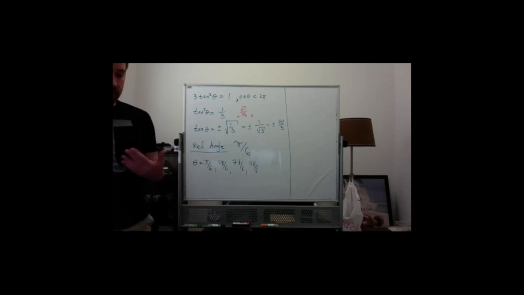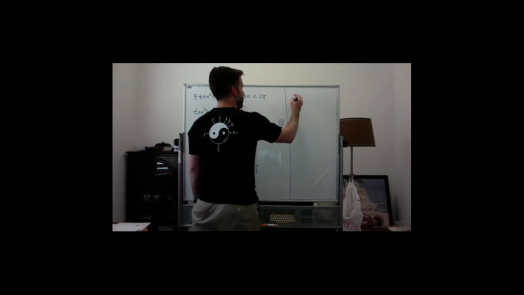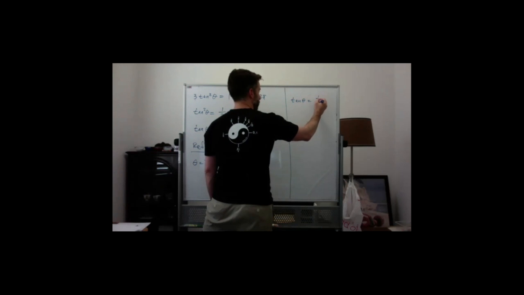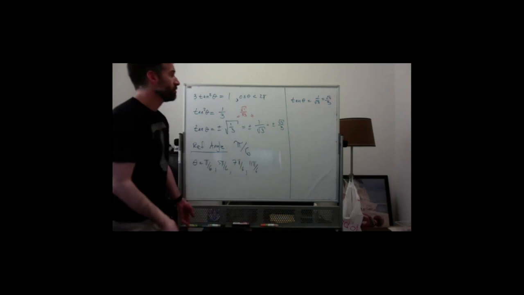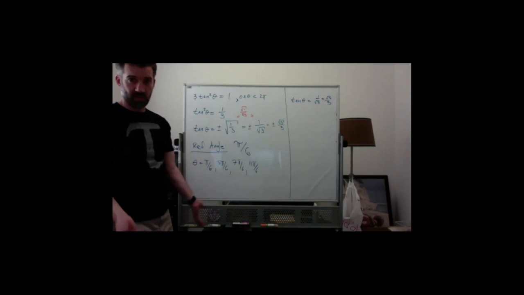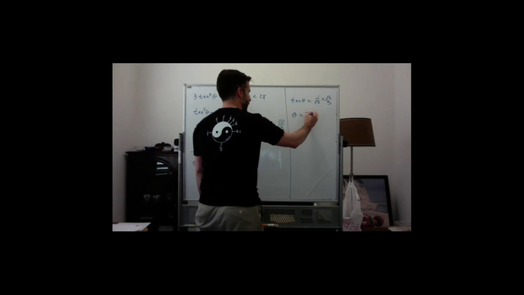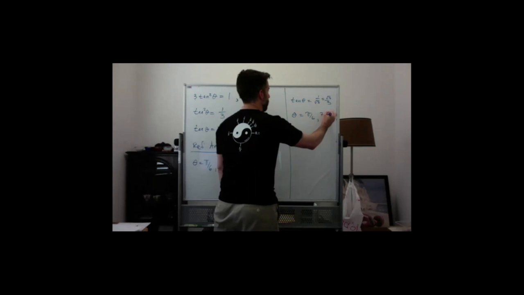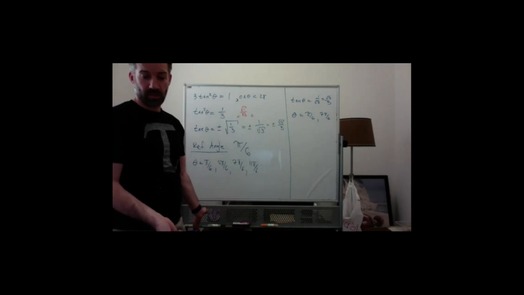I wanted to contrast this with, on the other hand, if you were just solving tangent of theta equal to 1 over root 3, which is root 3 over 3, you wouldn't get all these answers. You would only get the answers where tangent was positive. So here, the answers would just be pi over 6 in quadrant 1 and 7 pi over 6 in quadrant 3, because those are the quadrants where tangent is positive.